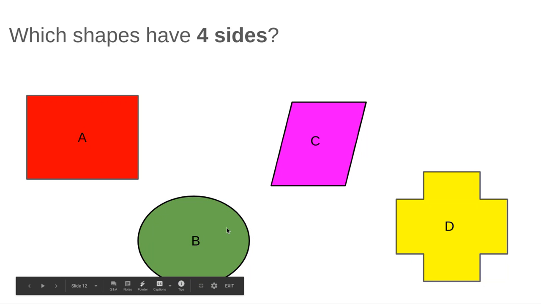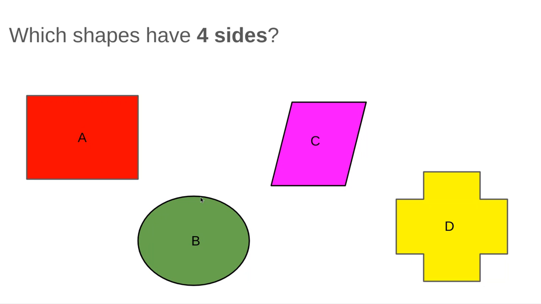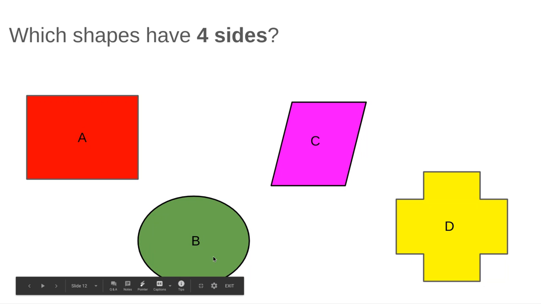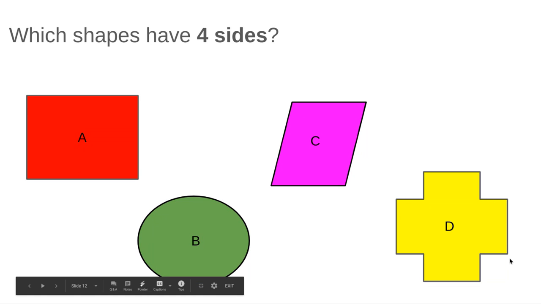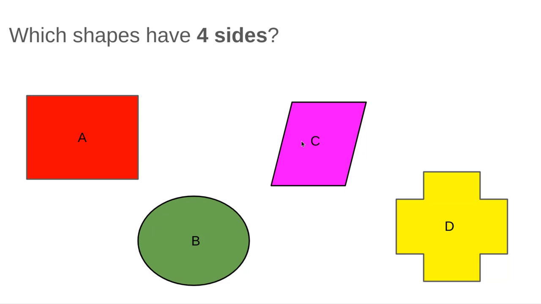Let's look at B, this oval. Does it have any sides? It doesn't because it's curved. So there's no sides here. So I have 0 sides here. Let's go to C. How many sides does C have? 1, 2, 3, 4 sides for C. And let's look at D. 1, 2, 3, 4, 5, 6, 7. I am already way past 4. So the only shapes that have 4 sides are A and C. Good job. You're doing awesome.